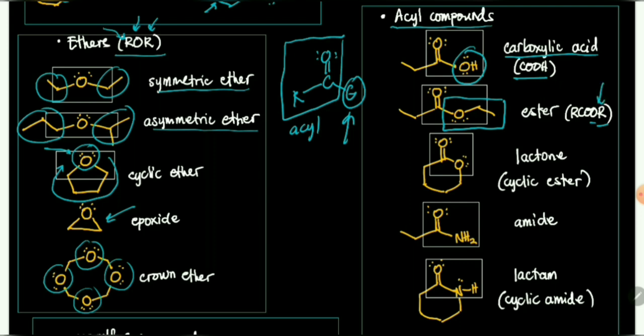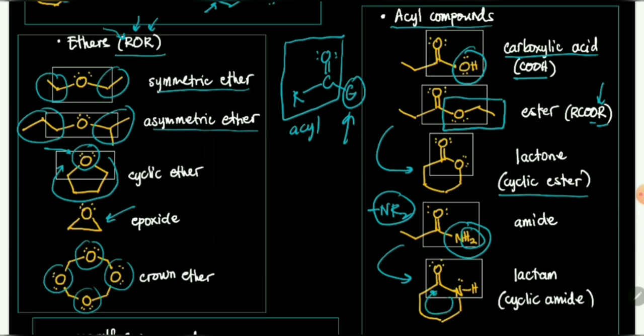Kapag naman lactone, ester siya pero cyclic yung compound nyo. Okay? So that's a cyclic ester. Kapag amide, NH2, nakakabit yung iyong acyl group. Pero pwede ring NR2, okay? Kapag may substitutions yung inyong nitrogen. Hindi lang siya necessarily H2. Okay? Pwede ring mga carbons yung nakakabit yan sa nitrogen mo. Kapag cyclic yung inyong amide, that's a lactam. Okay? So, cyclic, lactam siya.